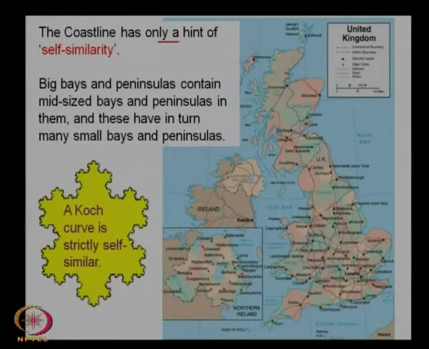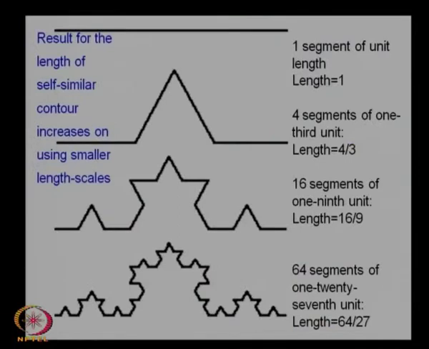So the Koch curve is strictly self similar, a coastline is only approximately self similar. You will see details, so you will see bays and peninsulas coming again and again, but it is qualitatively similar but not exactly mathematically self similar. So now let us start counting the number of pieces we get.